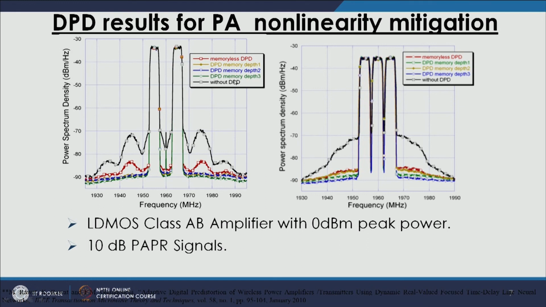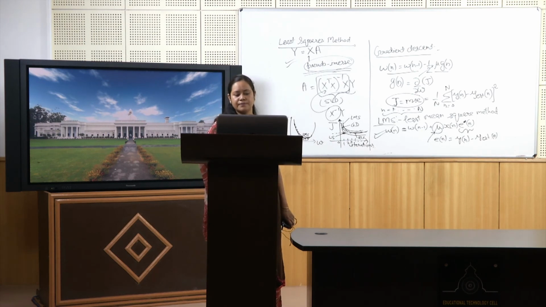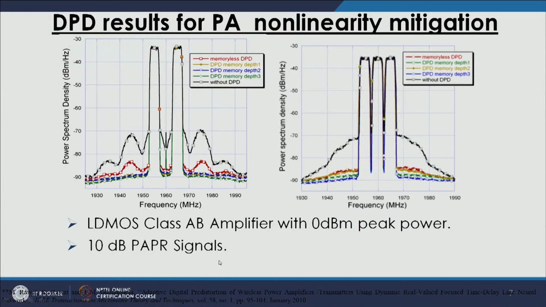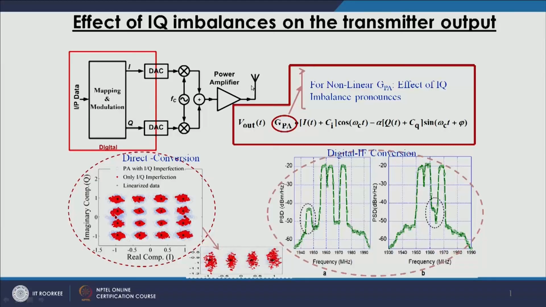Again we can see when we apply our DPD, then for the memoryless model, when we are using m equal to 0, in both the cases this red one is the result of the DPD. So, the inverse model is working very well, there is a reduction there, but if we increase to m equal to 1, 2 and 3, we can see that it becomes better and better, with more reduction in out of band distortion in both the cases. So, this was an example with an LDMOS class AB amplifier, using a signal with 10 dB PAPR. Now, we can go to the effect of IQ imbalances.